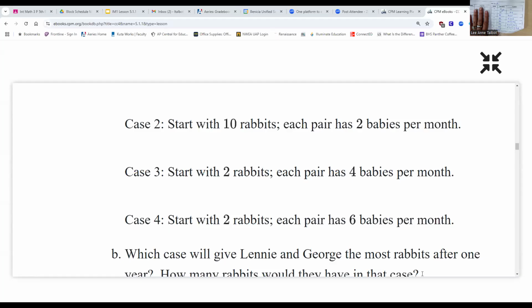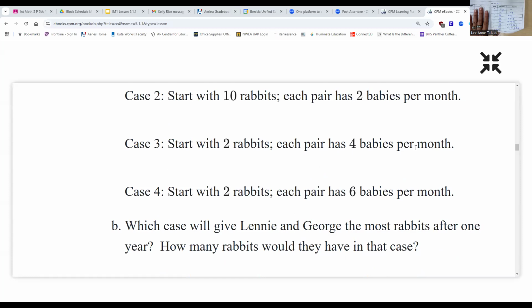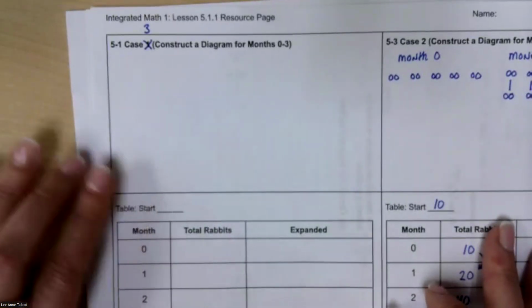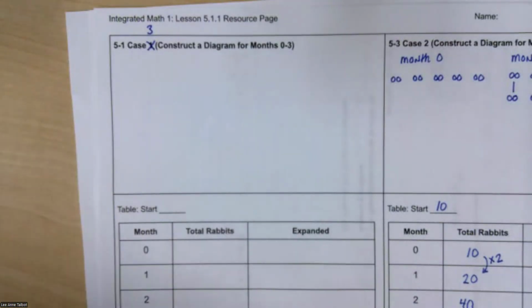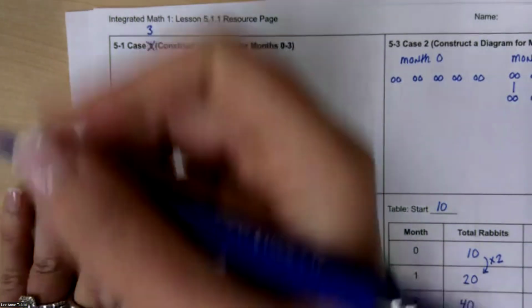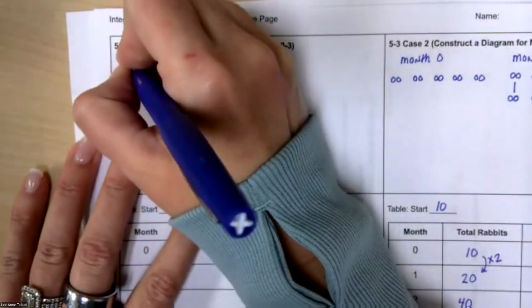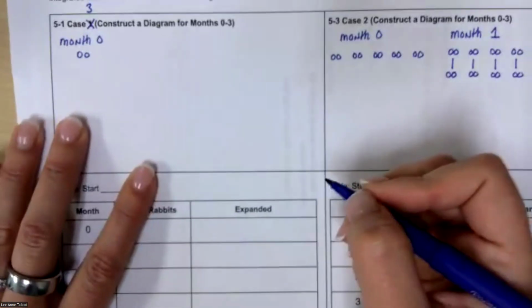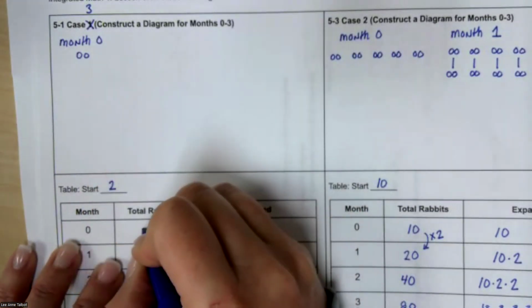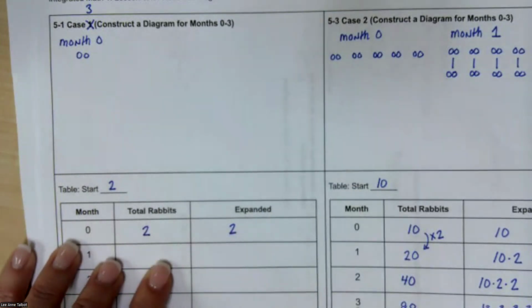Okay, case 3. Start with 2 rabbits. Each pair has 4 babies per month. This is going to be interesting to draw. So find wherever you're going to put case 3. Mine's going to be here because I screwed it up, but that's okay, because I'll have it all somewhere. Okay. Month 0. Start with 2.